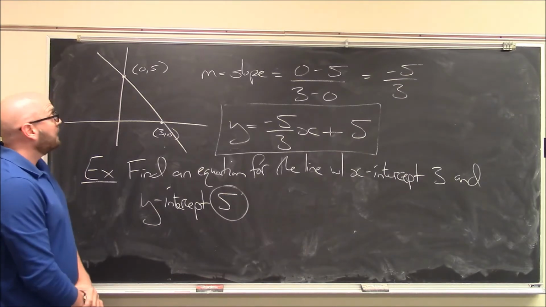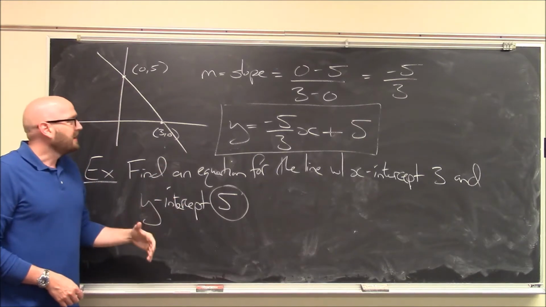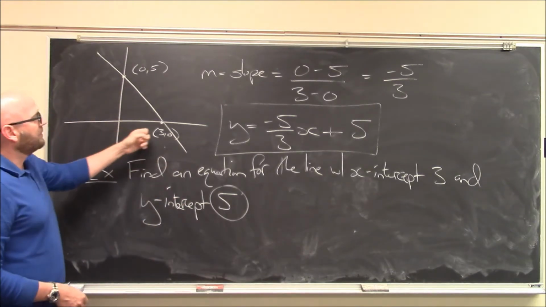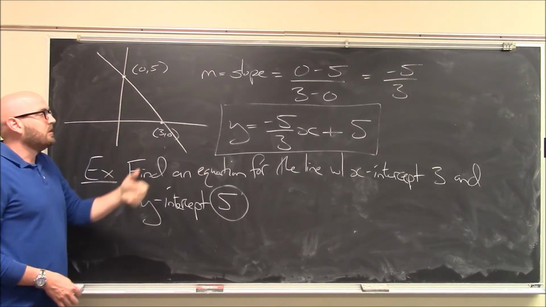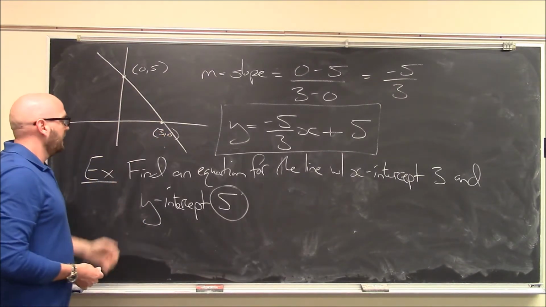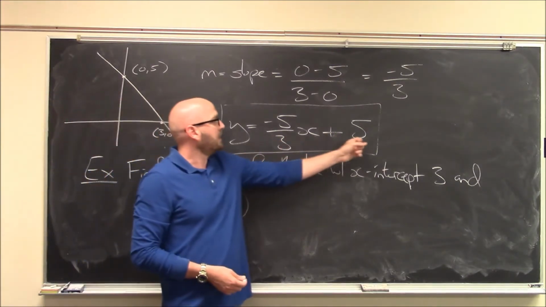I highly recommend for any of these types of questions, when you're given some information about a line, draw it. I find drawing really helps because once I drew this, I realized, oh, I actually know 2 points on the line, so I can get the slope pretty easily, and the y-intercept is given. So that's all I needed, m and b.